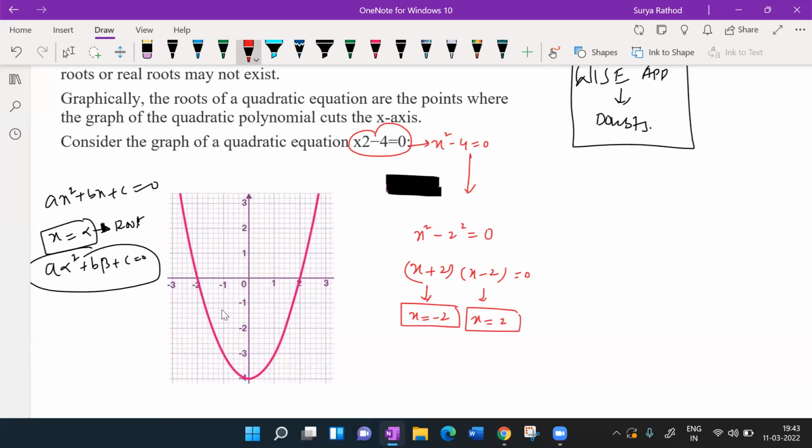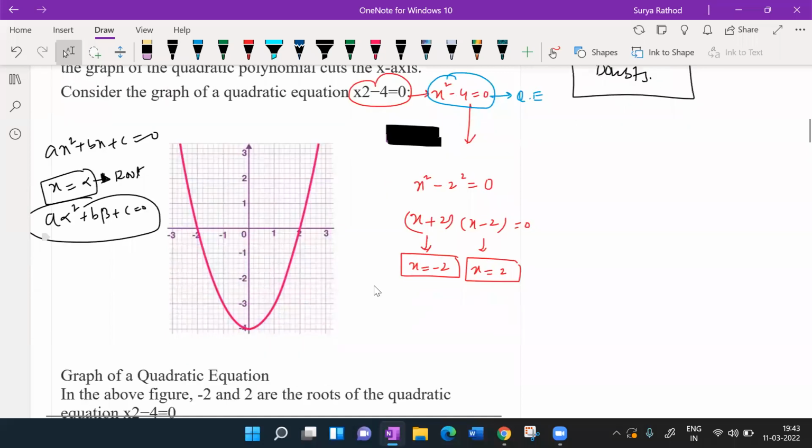These are the solutions of the given quadratic equation. What is the quadratic equation I have given to you here? This is a quadratic equation or not, beta? Tell me, yes or no? Yes, it is a quadratic equation. Fantastic. Now we'll do verification here. What do we do here? Verification.